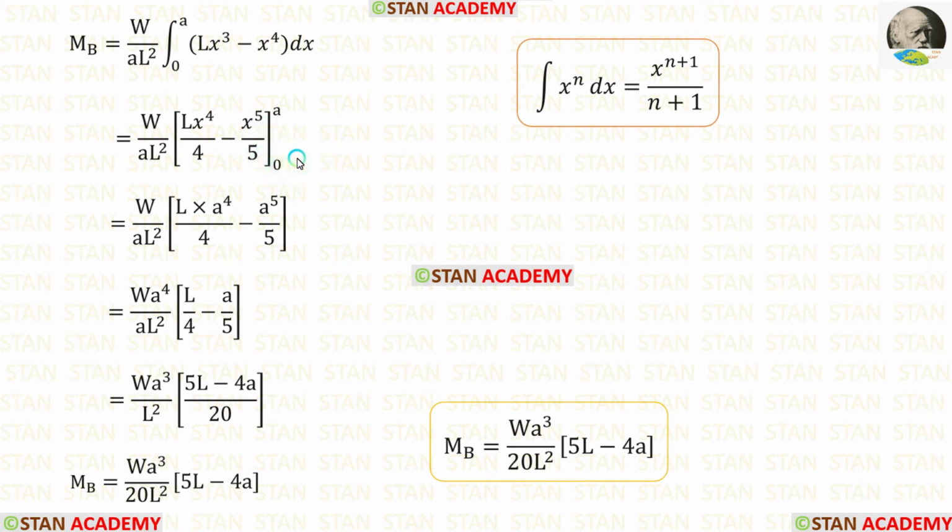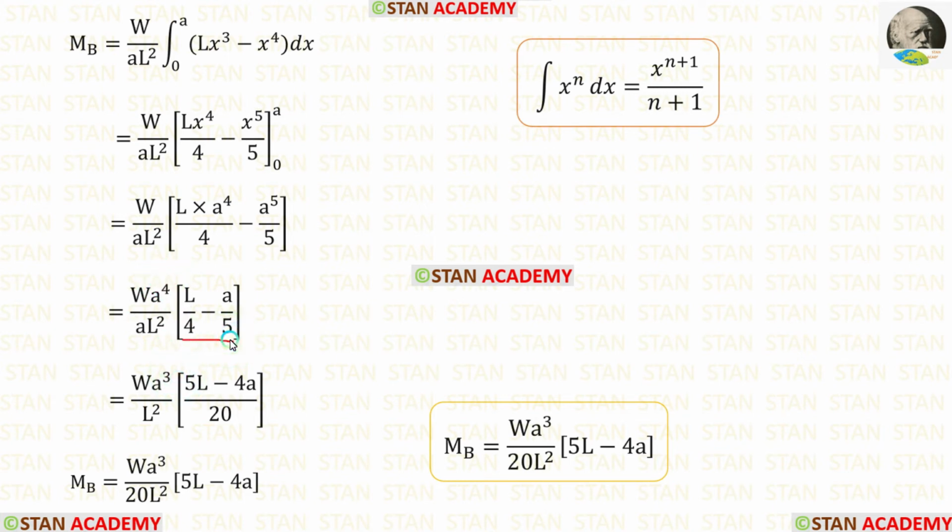Then let us apply the limits. No need to apply the lower limit 0, only apply the upper limit. Instead of x, we have to apply a. Then from here, let us take a power 4 outside. We can eliminate this a. Here it will be cube.